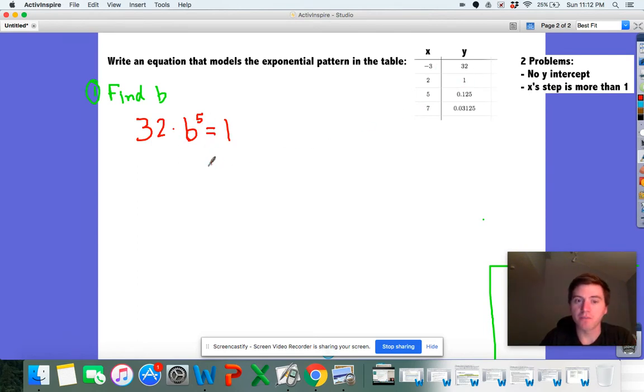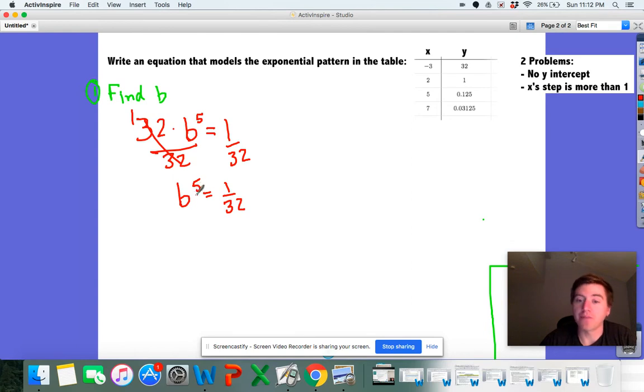Then you have to solve this by using your inverse operations to unwrap b, right? So we're looking at 32 times b to the 5th equals 1. This is multiplication. The inverse of that is division, so I can divide by 32 on both sides. That makes this 1. So 1 times b to the 5th is just b to the 5th. b to the 5th equals 1/32.